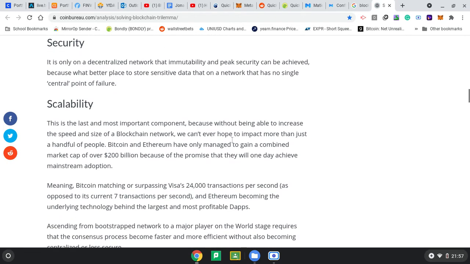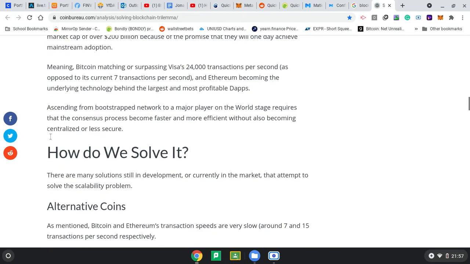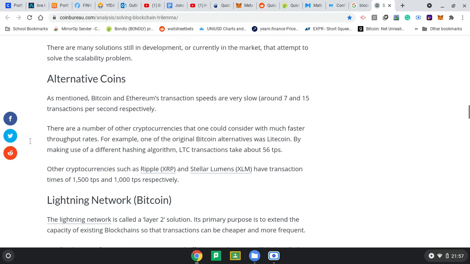We can see Bitcoin and Ethereum have managed to gain a combined market cap of over, this is an old one actually, but they can't do transactions that fast. So this is the problem. It can't get global usage and mainstream people using it if it's not scalable. It cannot work. So altcoins have tried to get better.